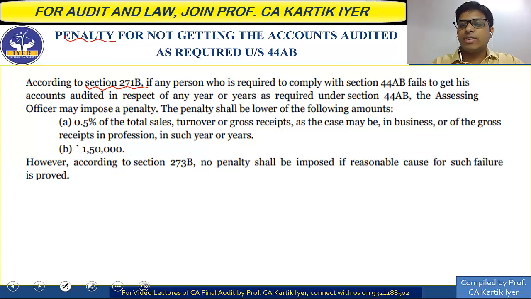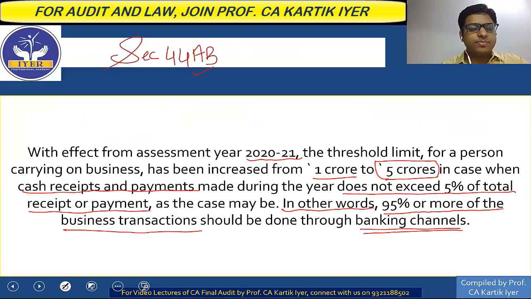So what is the limit that they have given? First is 0.5% of the total sales, turnover or gross receipts, as the case may be, in business, or of the gross receipts in profession in such year or years. B, rupees 1,50,000. However, according to section 273B, no penalty shall be imposed if reasonable cause for such failure is proved. If reasonable cause is proved, then no problem at all. Okay. So these are the areas that have been covered.